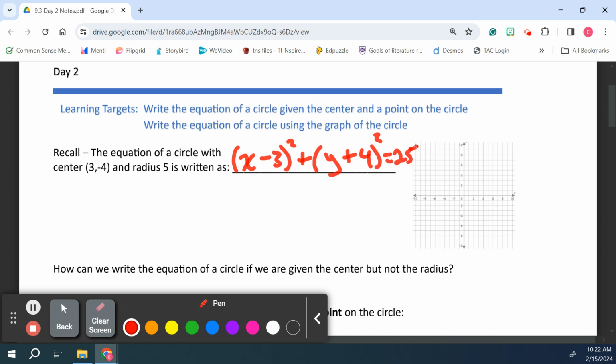Now, if we graph this, we would have, again, the center at (3, -4). So 1, 2, 3. So there's my center. And then from here, I count up 5: 1, 2, 3, 4, 5. And I go to the right and left 5. I think that's 3 to 8. And then this is 3, 4, 5. And then I'm going to go down from the center: 1, 2, 3, 4, 5. So here's my circle.